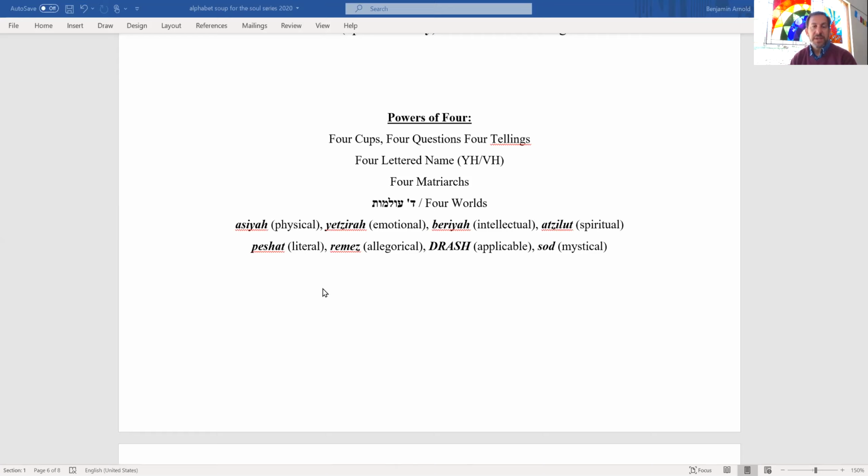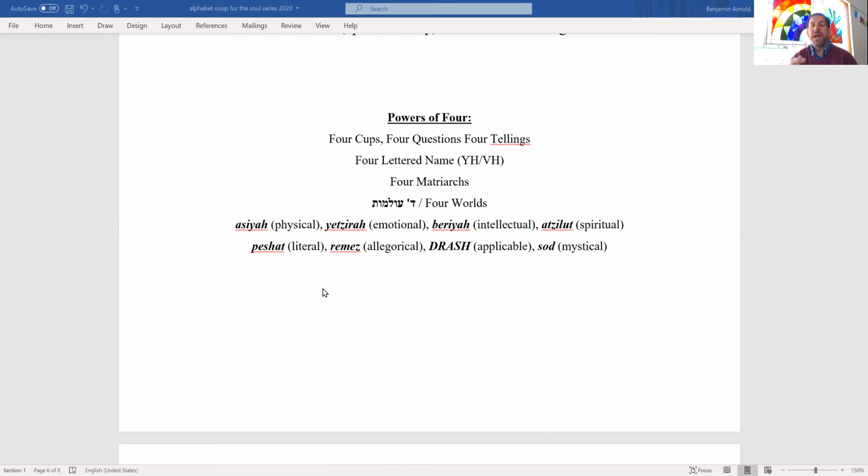You can translate them as the literal meaning, the most obvious sort of surface meaning. Remez means a hint or an allegorical meaning. So maybe the snake in the Garden of Eden refers to something else besides an actual physical snake, as well as the snake.